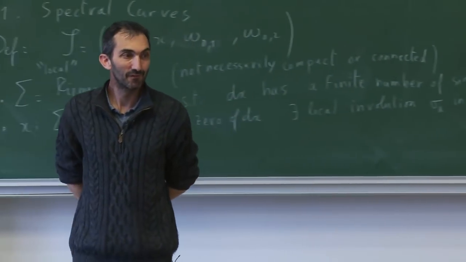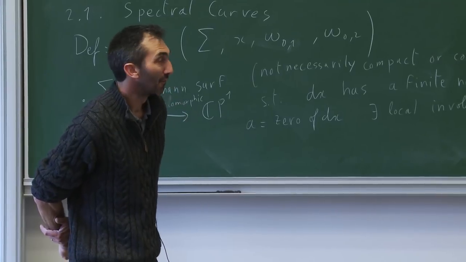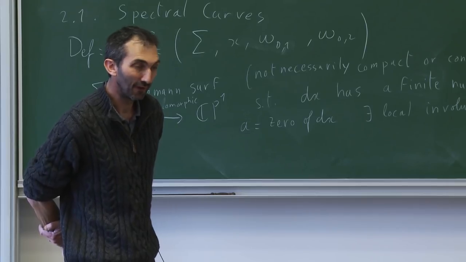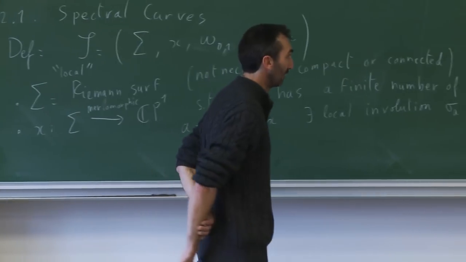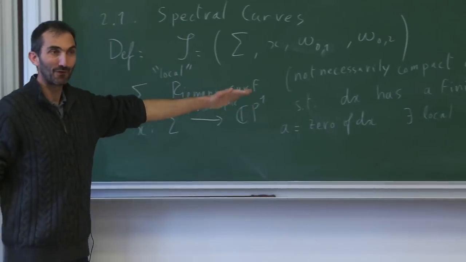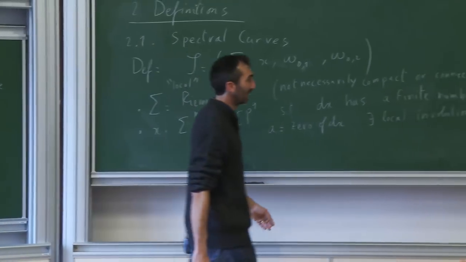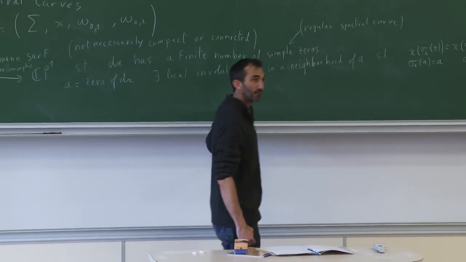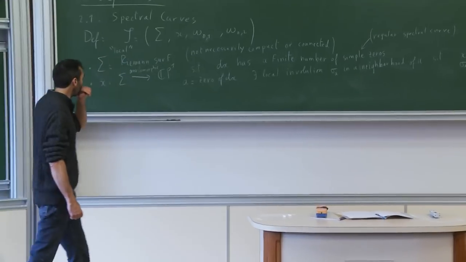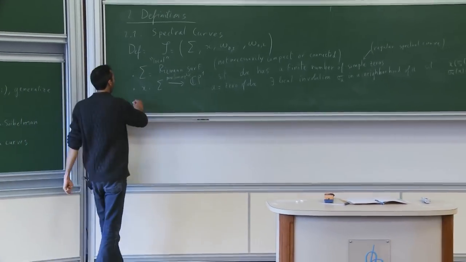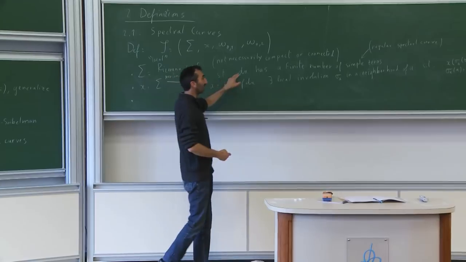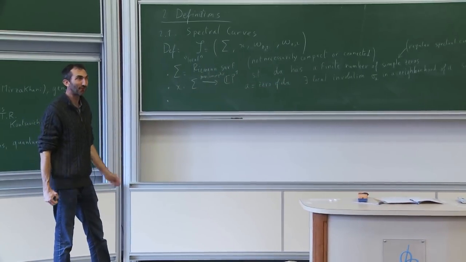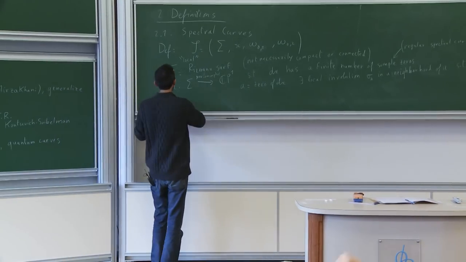Is sigma also holomorphic? Yes, it's holomorphic. If x is holomorphic locally, then sigma is holomorphic. Is it unique? It's unique if dx has simple zeros. Yes, if dx has simple zeros, it's unique. Otherwise, indeed, it's not unique.